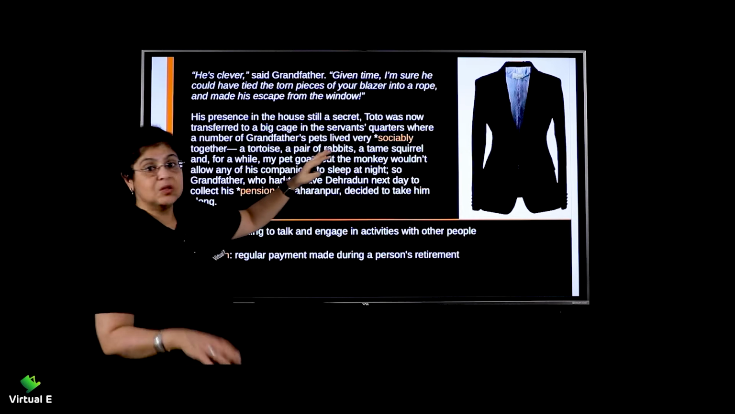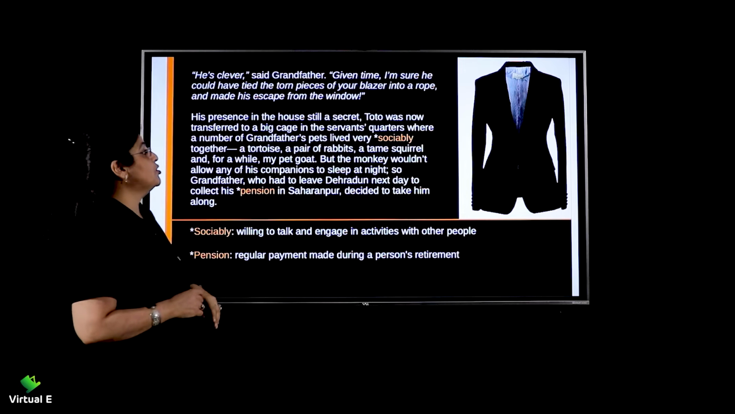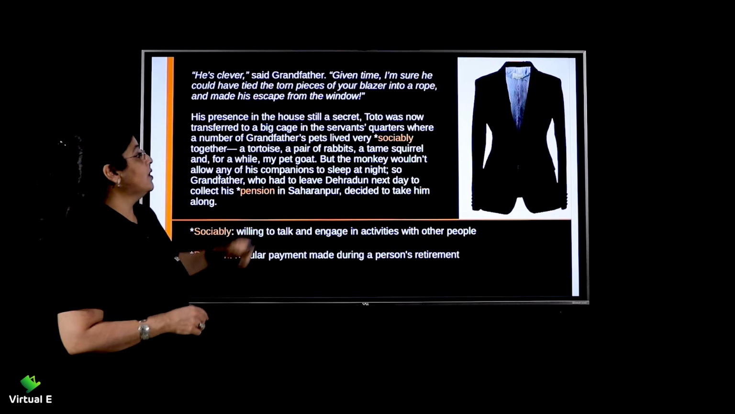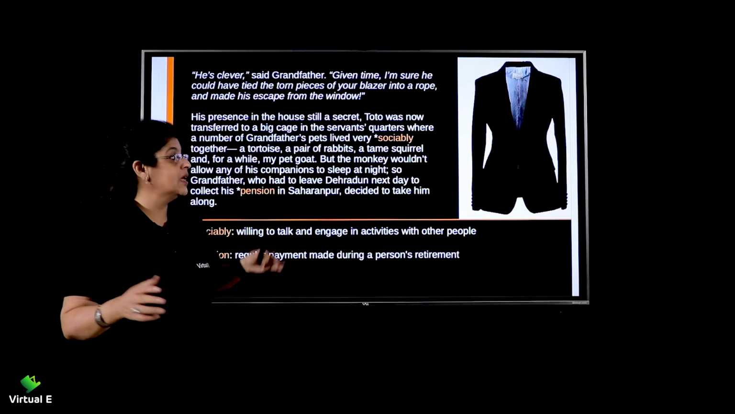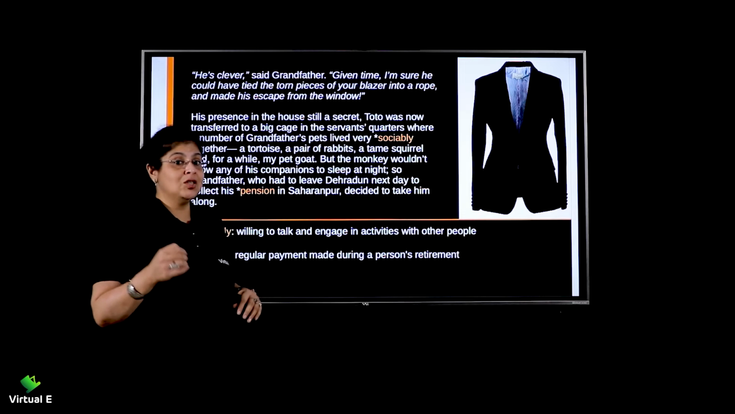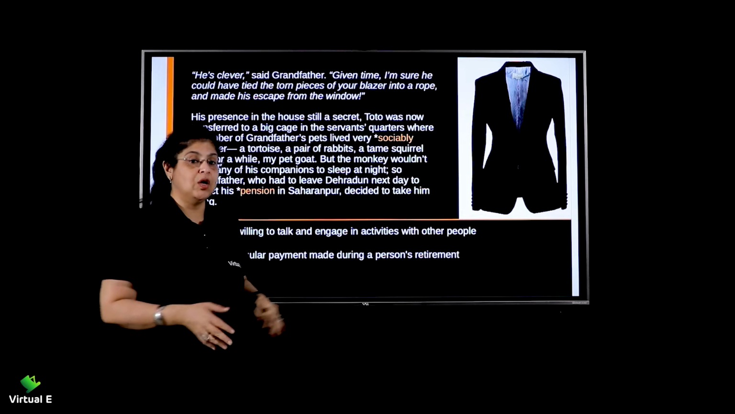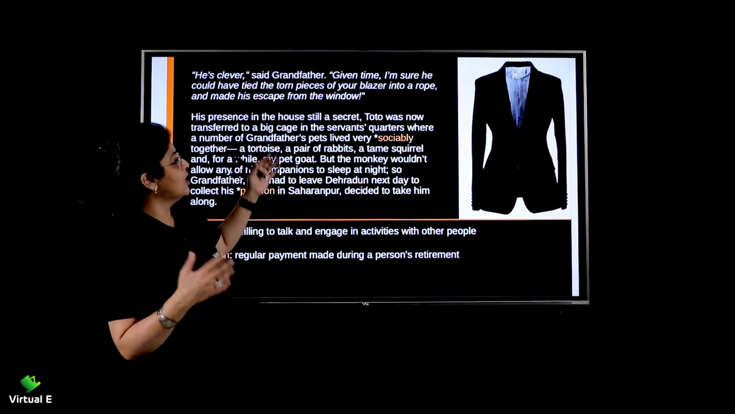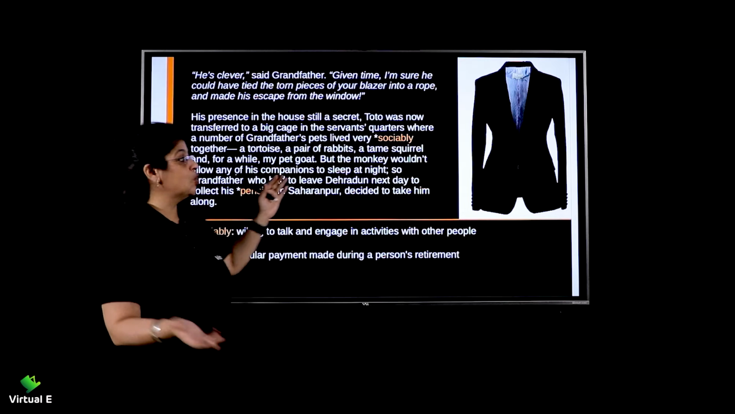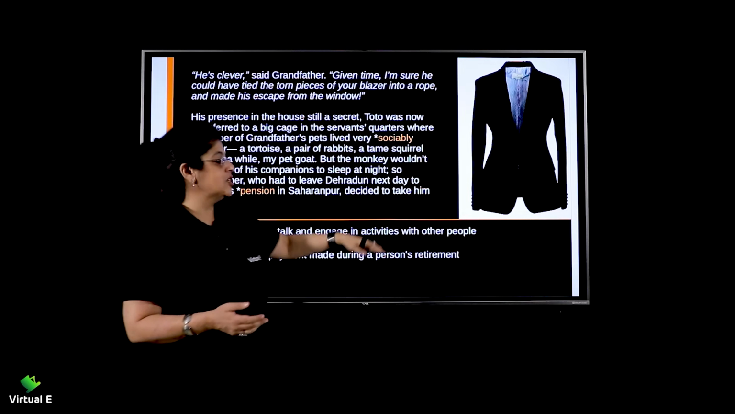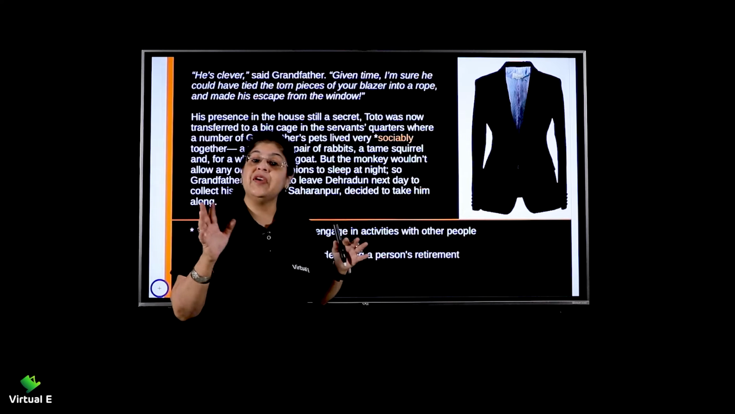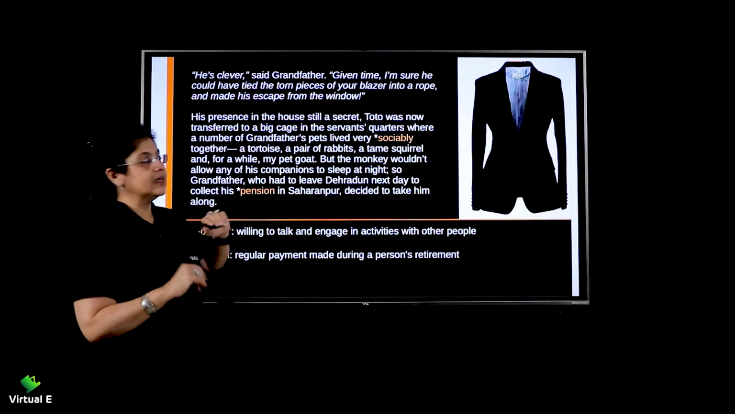His presence in the house still a secret, Toto was now transferred to a big cage in the servants' quarters where a number of grandfather's pets lived very sociably together. Now, he felt this is not the right place for him, so let's put him into a cage. It was rather a big cage in the servants' quarters, where the other pets were living sociably. Sociably as in willing to talk and engage in activities with other people. So, they were happy with each other. All the animals were very happy with each other. So, they had a very good time.